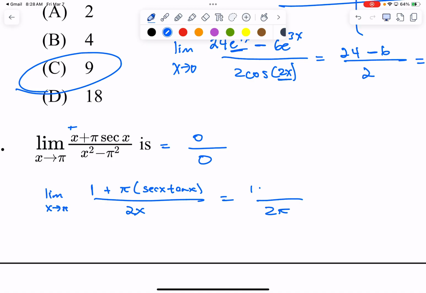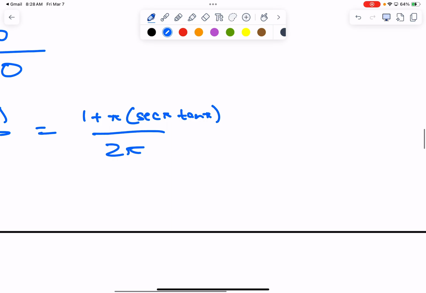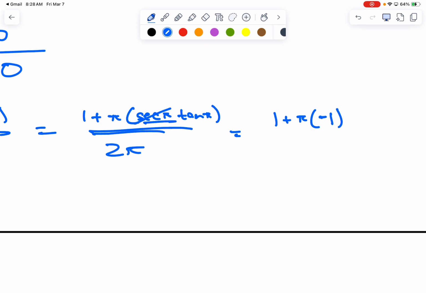Plug in pi, you're going to get 2 pi on bottom. Plug in pi on top, you're going to have 1 plus pi times secant of pi and tangent of pi. All right, help me out here. Little unit circle work. 1 plus pi. What's secant of pi? It'd be 1 over cosine of pi. Cosine of pi is what? -1. So 1 over -1 is going to be -1. So secant of pi is -1.